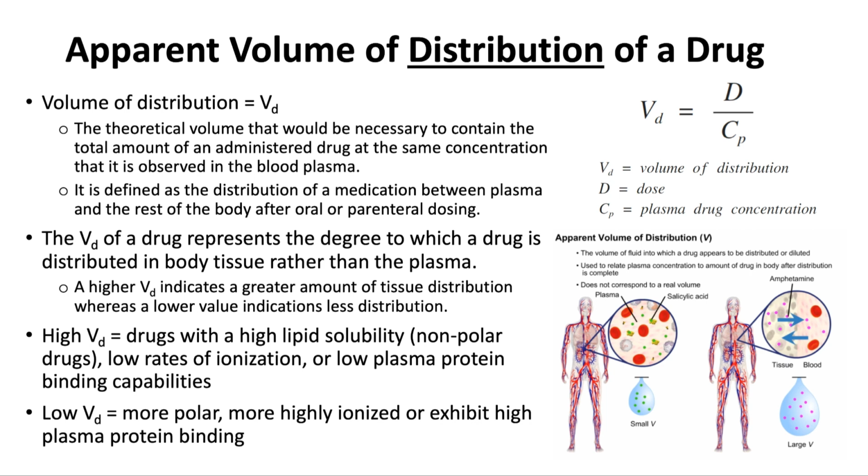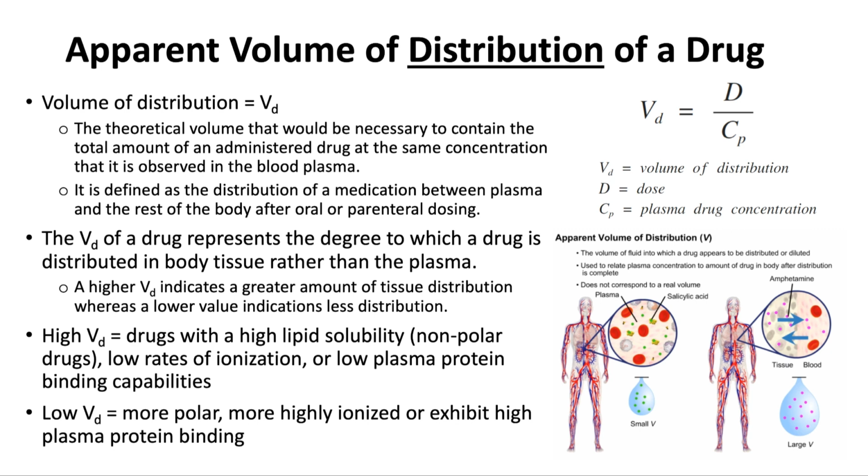Okay, so what is it about a drug that will contribute to it having a higher VD versus a drug that might have a very low volume of distribution? In rough terms, drugs with high lipid solubility, often non-polar drugs, drugs with low rates of ionization, and those with low plasma protein binding have higher volumes of distribution. They're able to leave the blood to go somewhere in the body. We don't know where, but they're not in the plasma anymore. Those have a high volume of distribution.